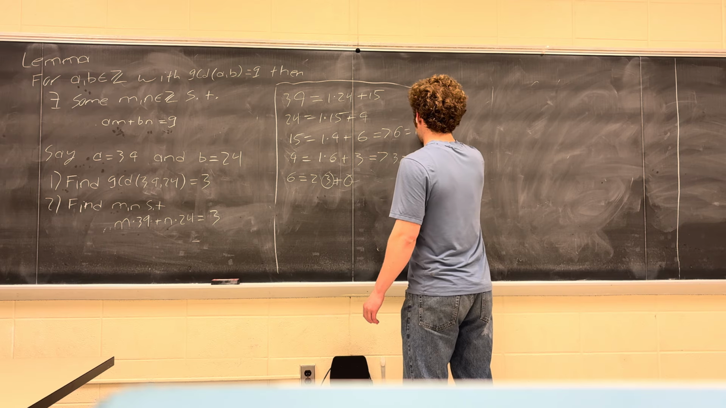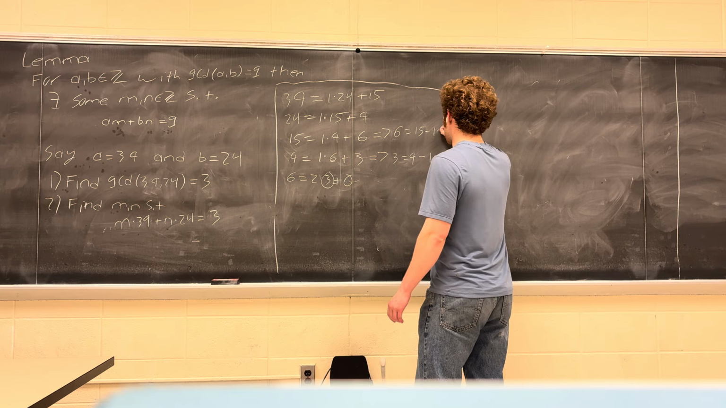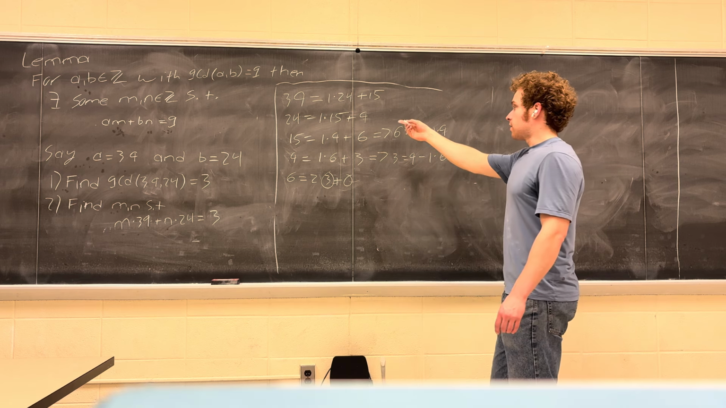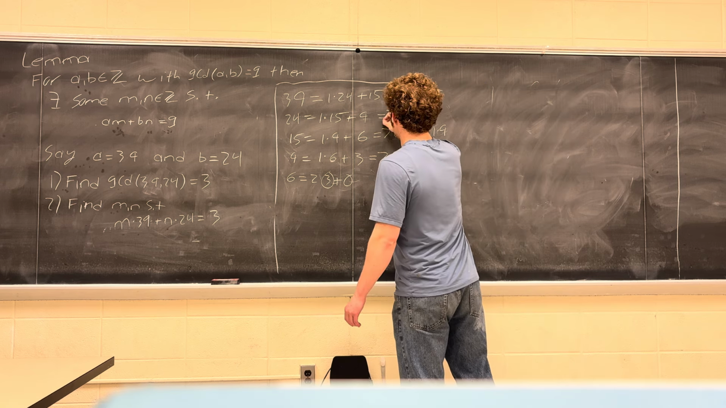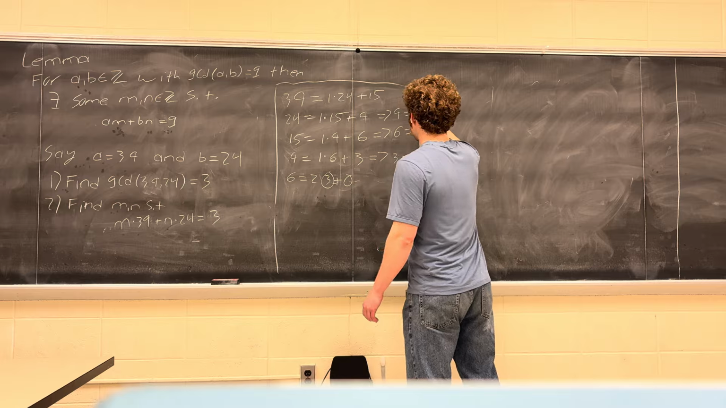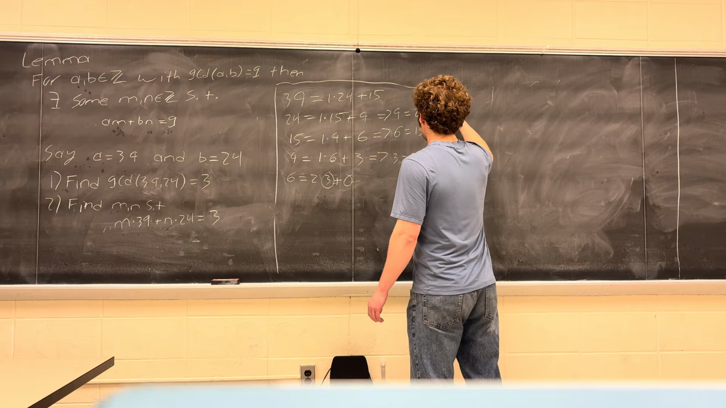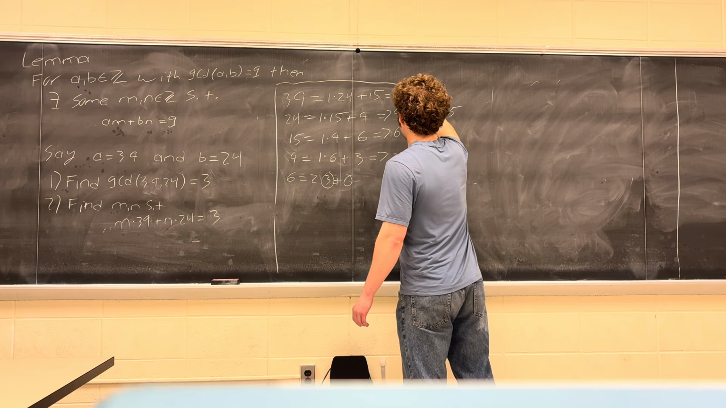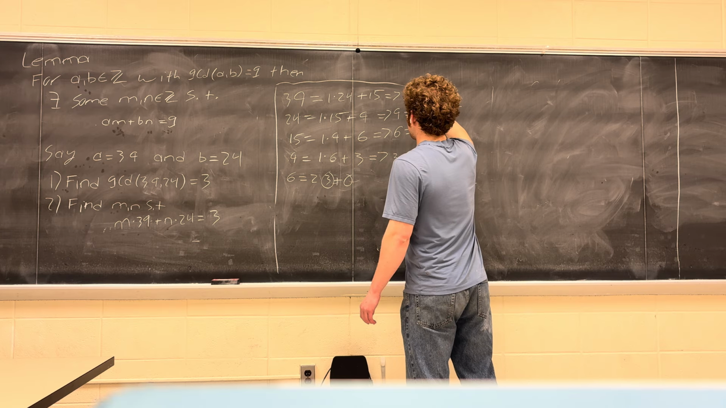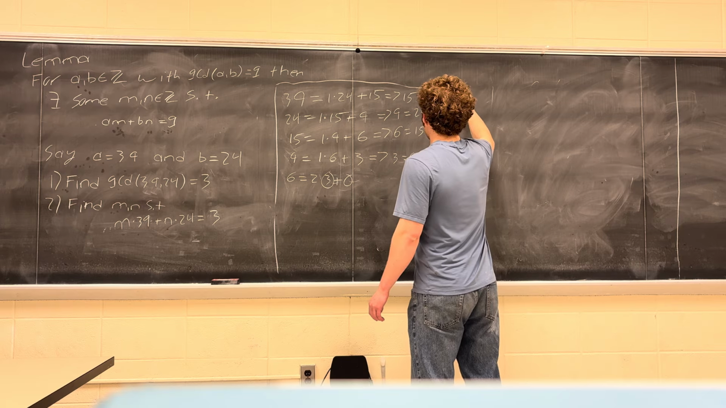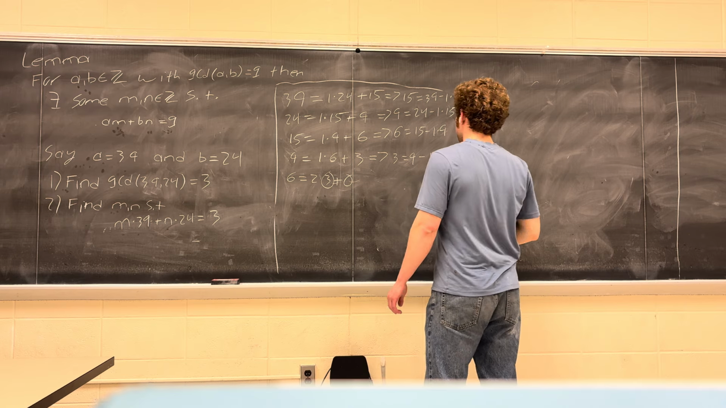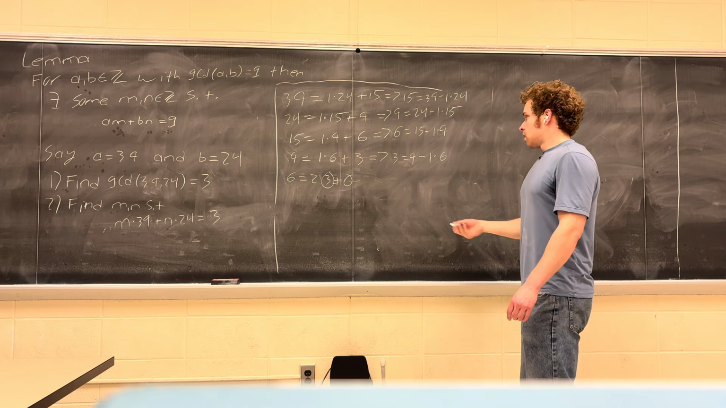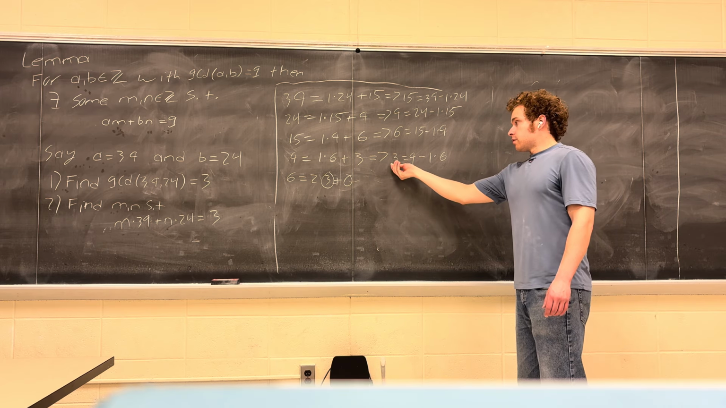6 equals 15 minus 1 times 9. 9 equals 24 minus 1 times 15. And lastly, 15 equals 39 minus 1 times 24.